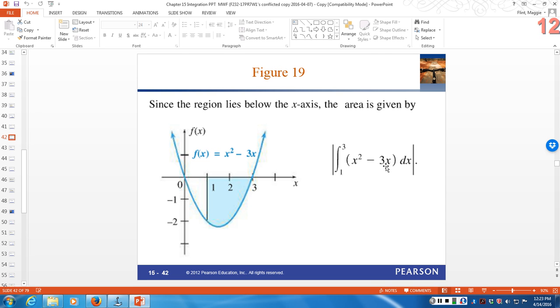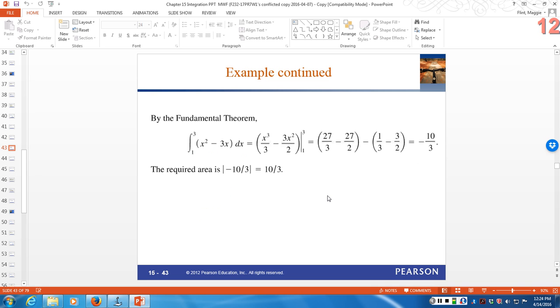And then we're going to do the integral of 3x, which is going to be 3 times x squared over 2. And then we're going to plug in the limits, and we're going to get the area. So it looks like this. It has the absolute value around it because, well, actually area is not negative. Yeah, the result has to be positive.